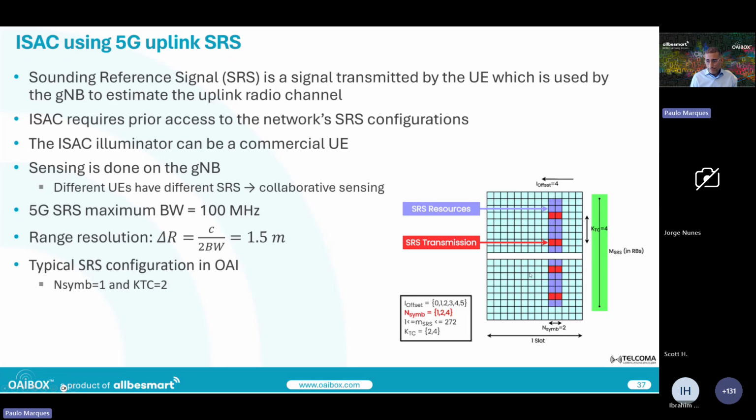Here is the SRS grid. A typical SRS configuration in OAI is N symbol equal to 1. In terms of frequency domain, the KTC is 2, but again, this is configurable. And OAI allows you to change the configuration of the grid, which I think is a very interesting research topic. What is the impact of SRS density on the quality of the estimation, the position and accuracy? You can, in OAI today, change this configuration and see the impact on the ISAC performance.